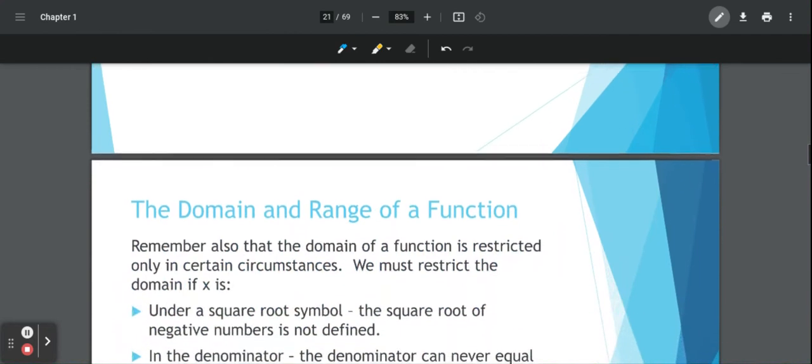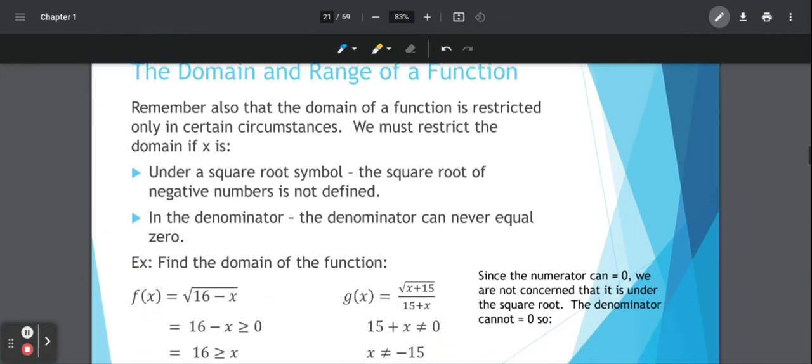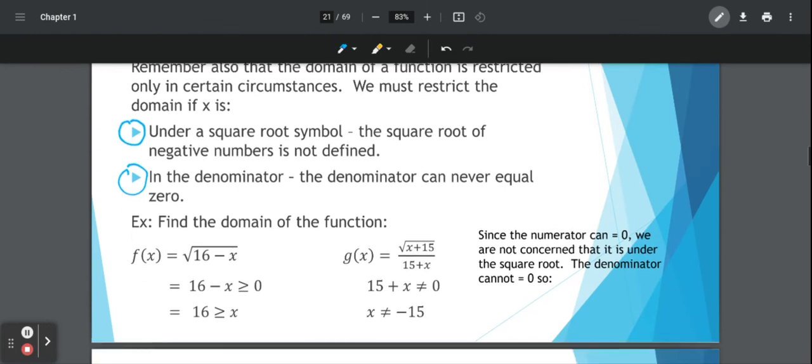Also remember that the domain of a function is restricted in certain circumstances. You have to restrict the domain if you have something under a square root symbol or potentially in the denominator. So if you have a square root or an even root, or you have a fraction, you're really going to have to look to see if we need to restrict that domain.